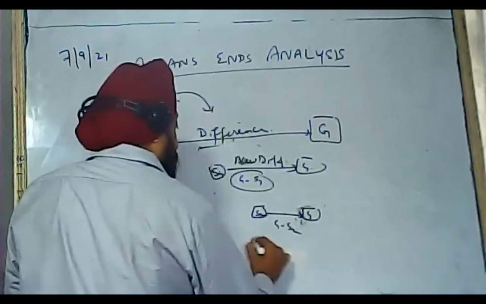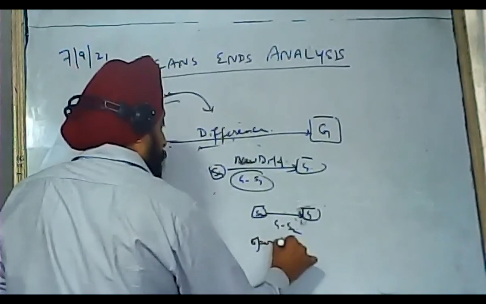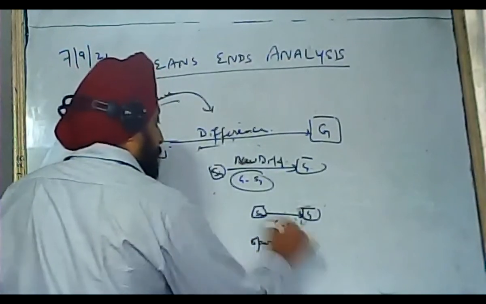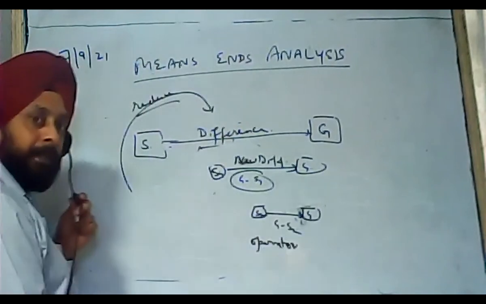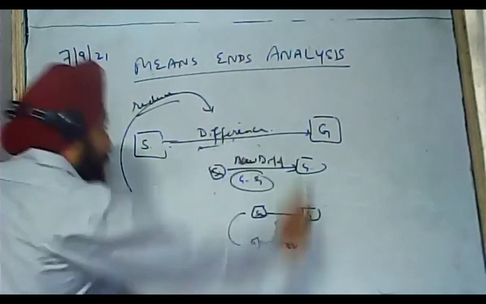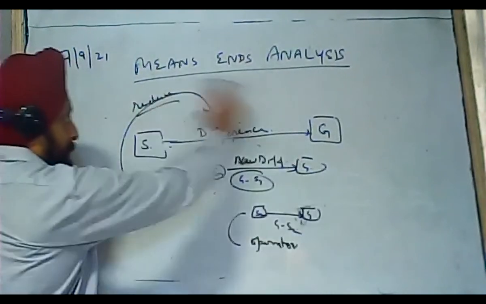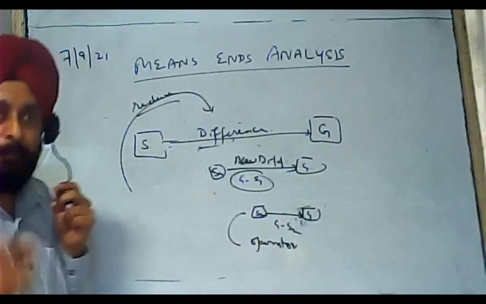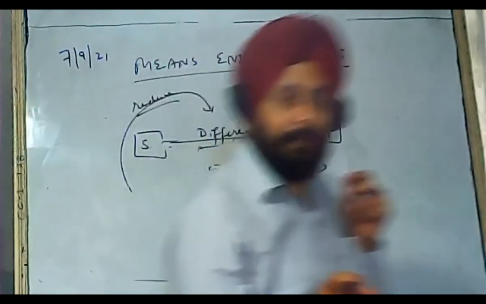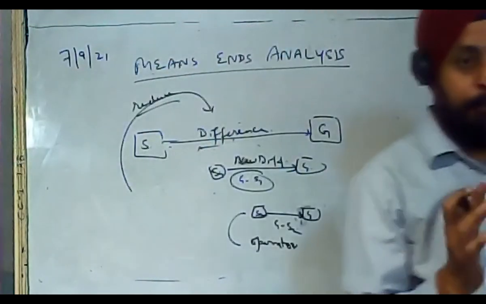Again you will apply the operator. Again the same operator can be used or another operator can be there. So this is the recursive process. Means-ends analysis is a recursive process.